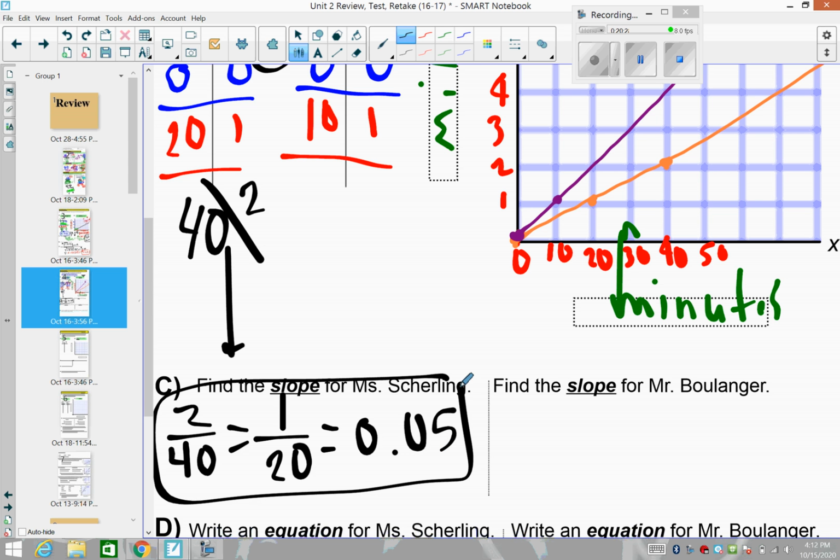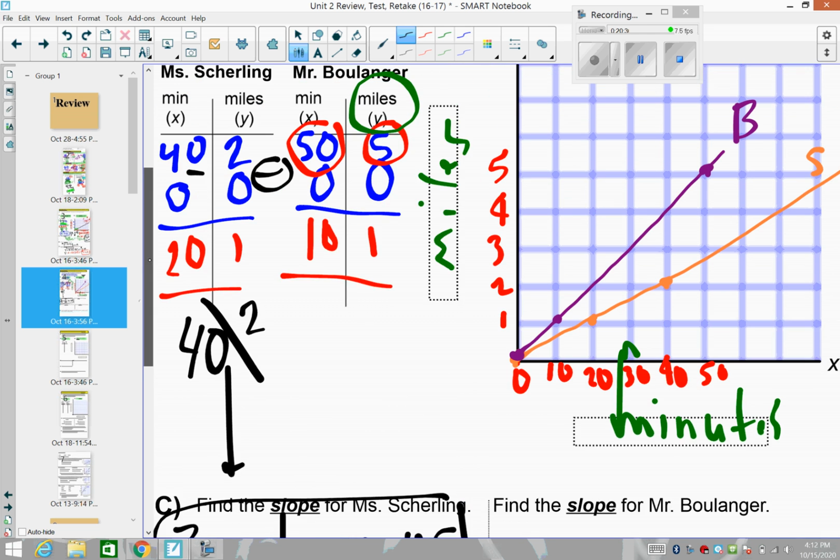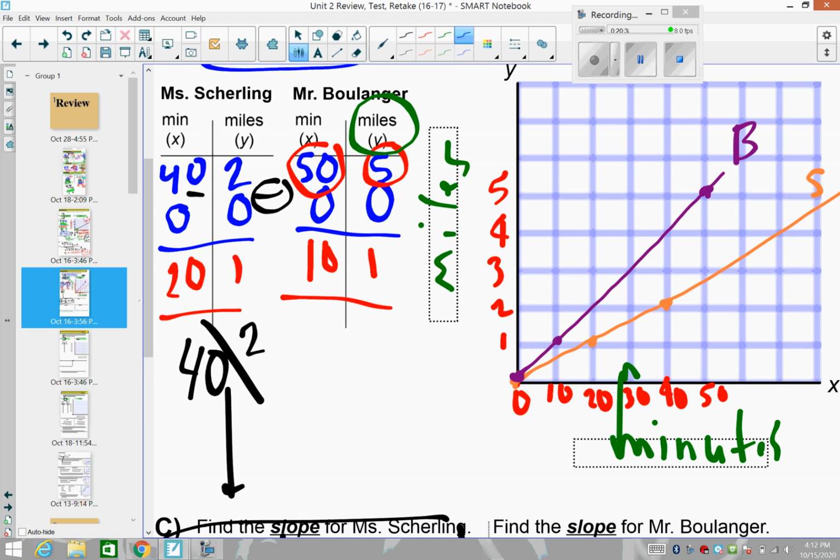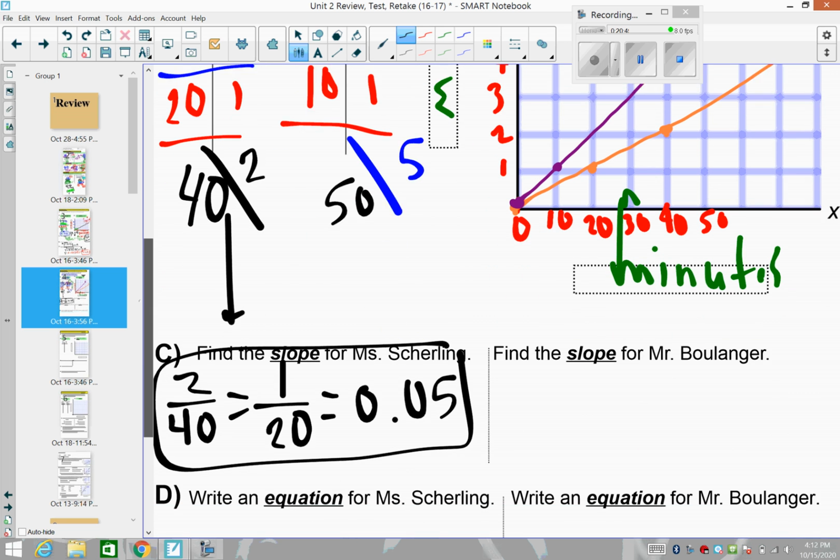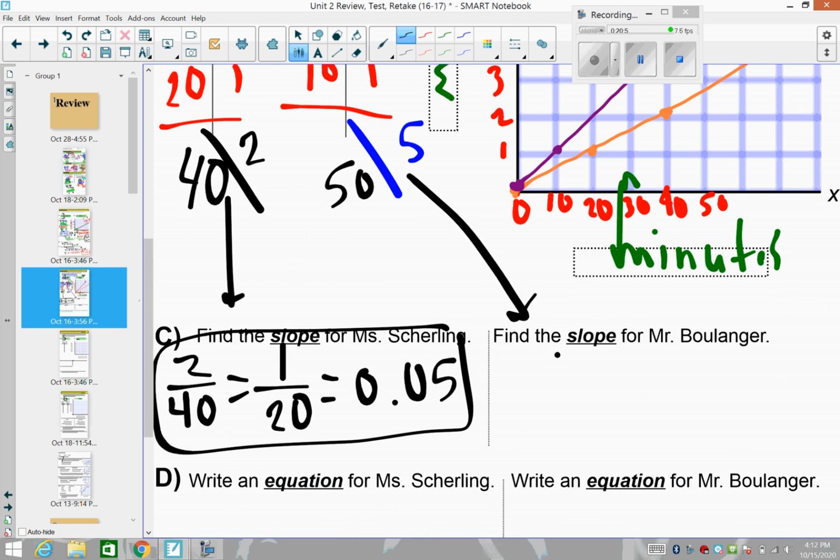The lowest terms is always the best answer. Lowest terms is a fraction, and then anything in the decimal method. All right, so let's take a look at Mr. Boulanger. Mr. Boulanger, we subtract here, we get 5. We subtract here, we get 50. So Mr. Boulanger's slope, if we reduce 5/50, divide top and bottom by 10, gives us 1/10.